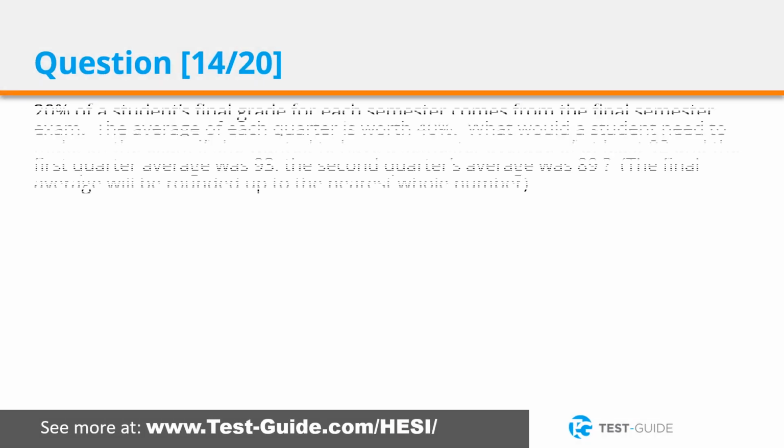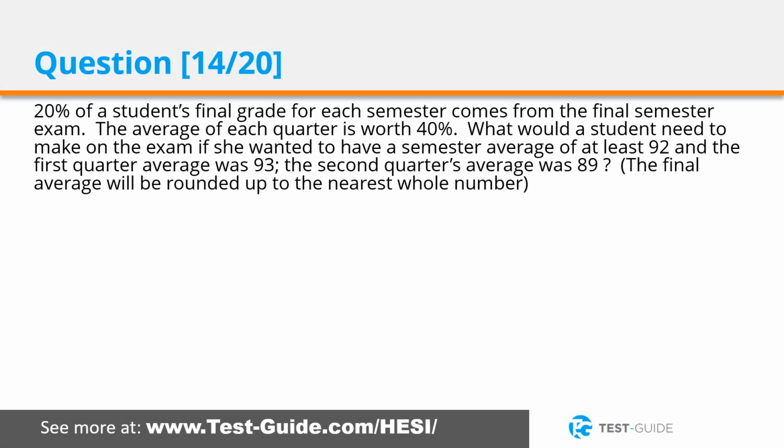Question 14. 20% of a student's final grade for each semester comes from the final semester exam. The average of each quarter is worth 40%. What would a student need to make on the exam if she wanted to have a semester average of at least 92 and the first quarter average was 93? The second quarter's average was 89. The final average will be rounded up to the nearest whole number. 96, 93, 100, 94.